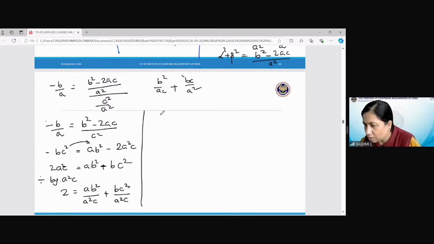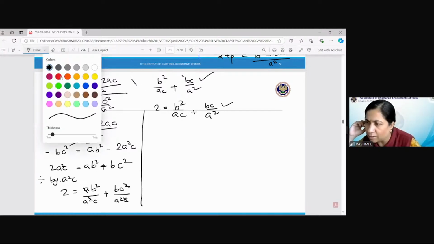So 2 is equal to, a gets cancelled, I will be left with b square upon ac, plus now c is going to get cancelled with this, so I will have bc upon a square. This is what they asked. Yahi poocha hai na question mein. Ye aa gaya answer. Kya aa gaya? 2 aa gaya. Answer aa gaya 2.